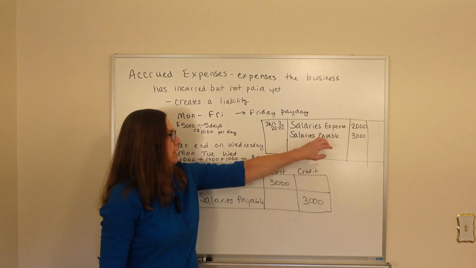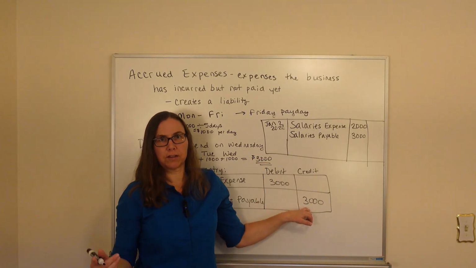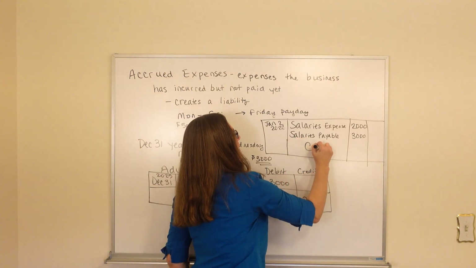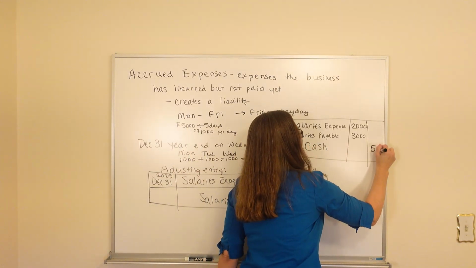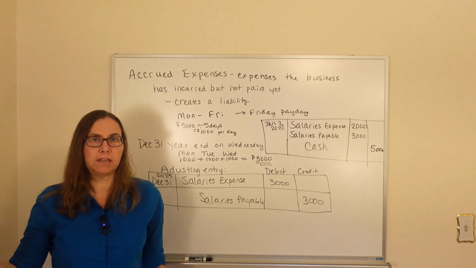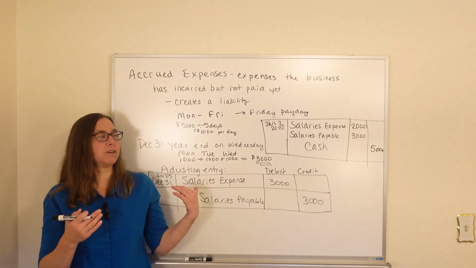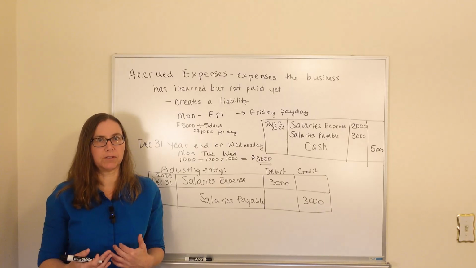So that debit will offset the credit and that balance will zero out. And then, of course, you would have a credit to cash for the $5,000 that they were actually paying to the employees that day. So what I'm going to do now is erase this so that I can do another example.